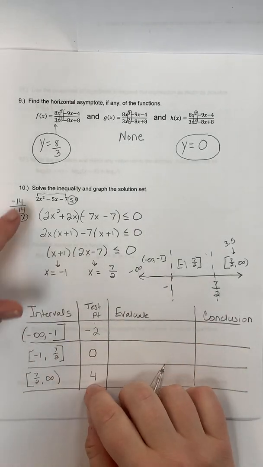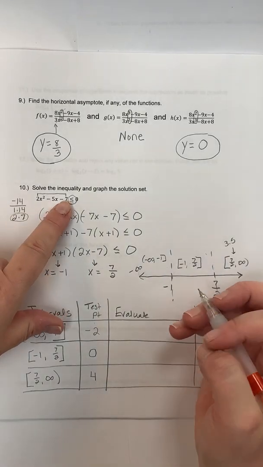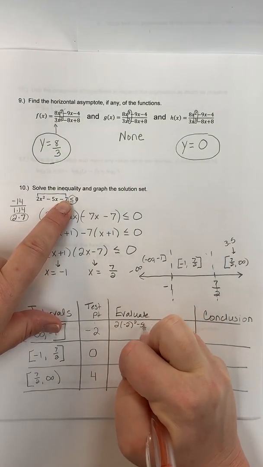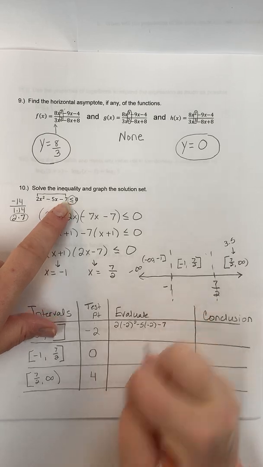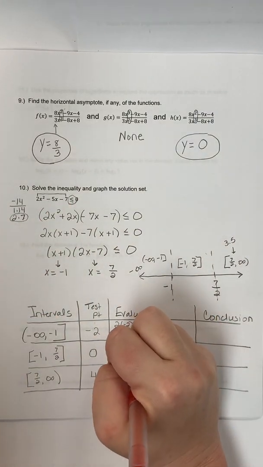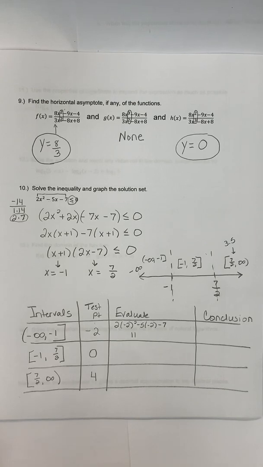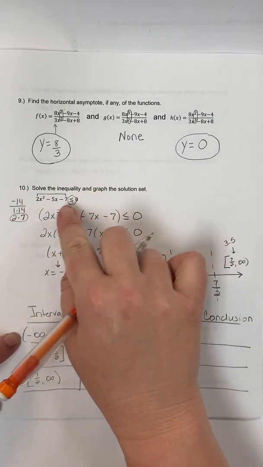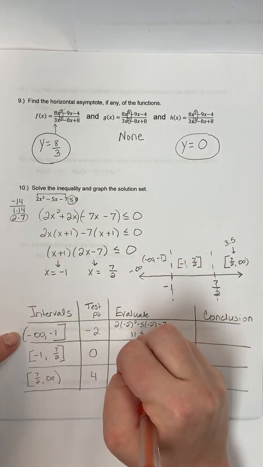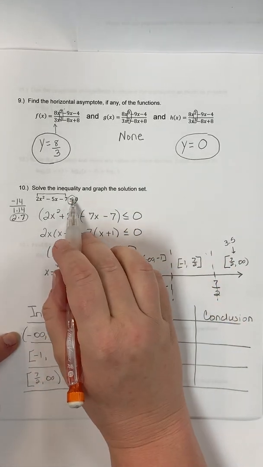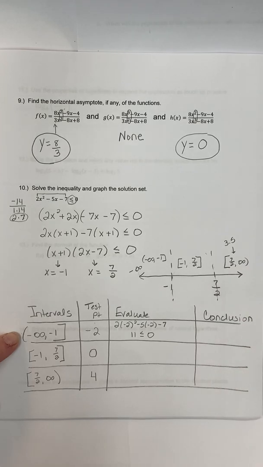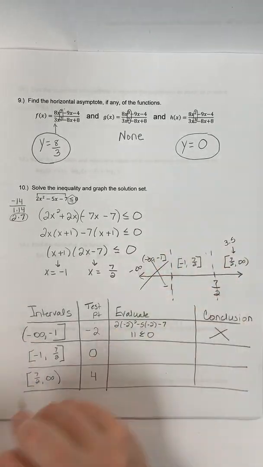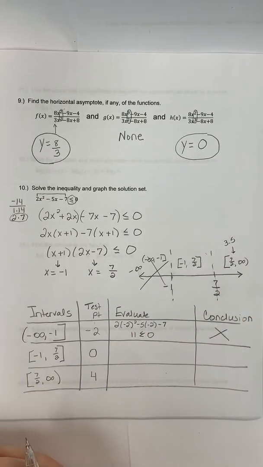We're going to take each of these and put them into this inequality and see what we get. So I'm going to put a -2 in for x and see what I get. I ended up with an 11. In order for this interval to be part of my answer, this has to hold true. Is 11 less than or equal to 0? No, of course not. So that is not correct. That interval is not a true interval.